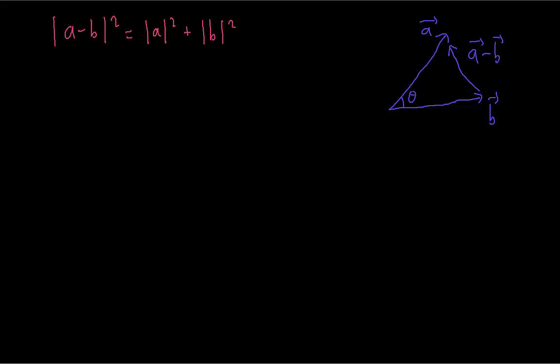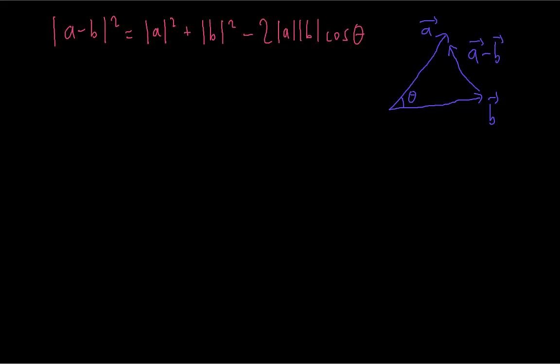So let's say we draw a triangle with vectors a, b, and then the vector a minus b, because that points from the head of b to the head of a. And then theta is the angle between the vectors a and b. So, well, the sides of this triangle are just the magnitudes of the corresponding vectors. So, if we apply the law of cosines, we will get the magnitude of a minus b squared is equal to the magnitude of a squared plus the magnitude of b squared minus 2ab cosine theta.